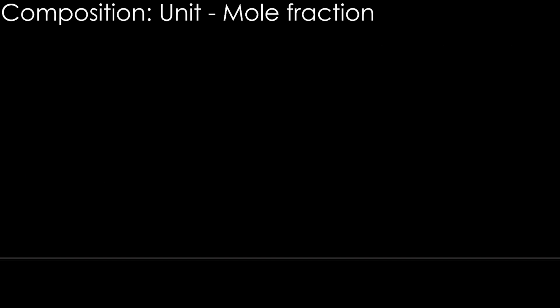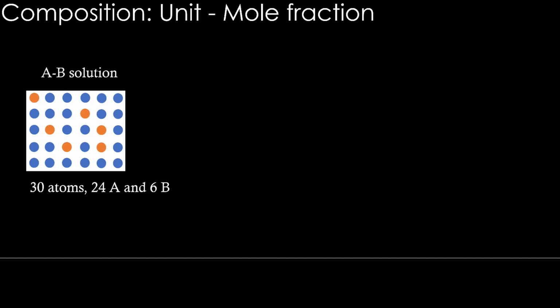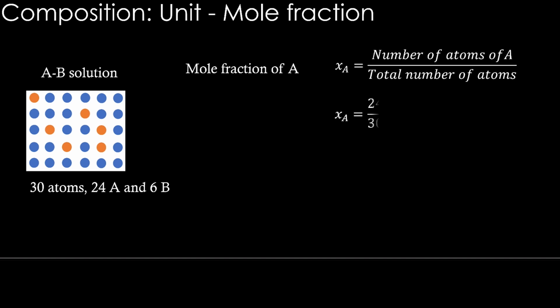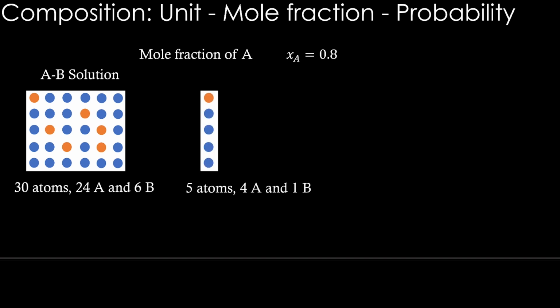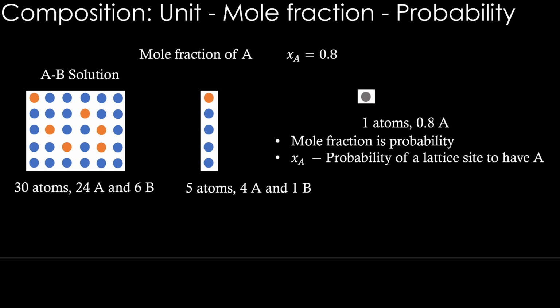Now think about an AB solution where we have 30 atoms in total, but 24 of them are A and 6 of them are B. In this case, what is the mole fraction of A? It is 24 by 30, 0.8. And automatically X_B is going to be 0.2. But if you think carefully about what this mole fraction is, you will realize that if we have this X_A of 0.8, what does it mean? If we have 30 atoms, 24 are A in that. Or if we have 5 atoms, 4 are A in that. So if you have 1 atom, 0.8 of that is A.